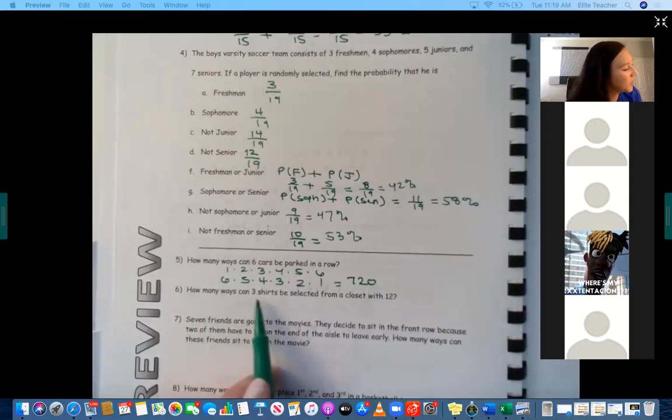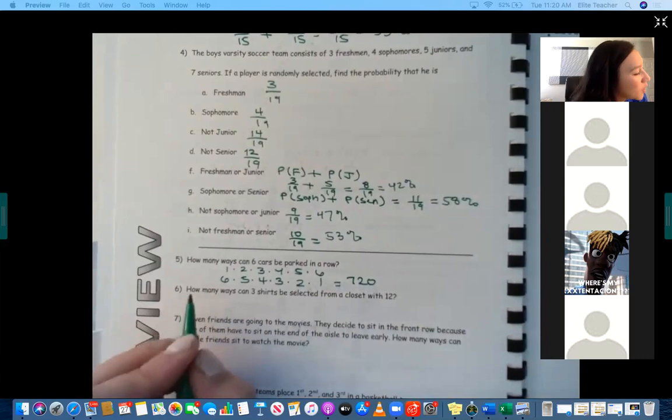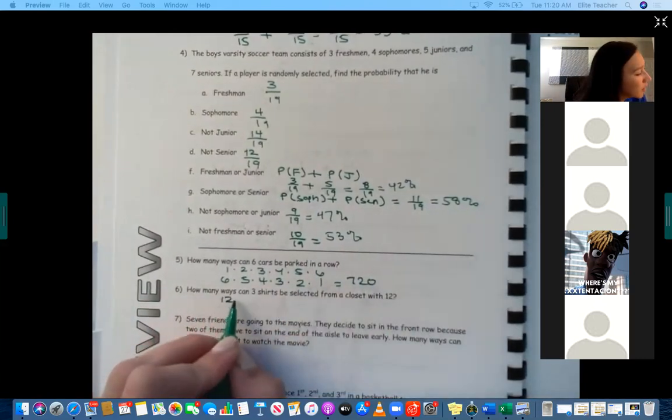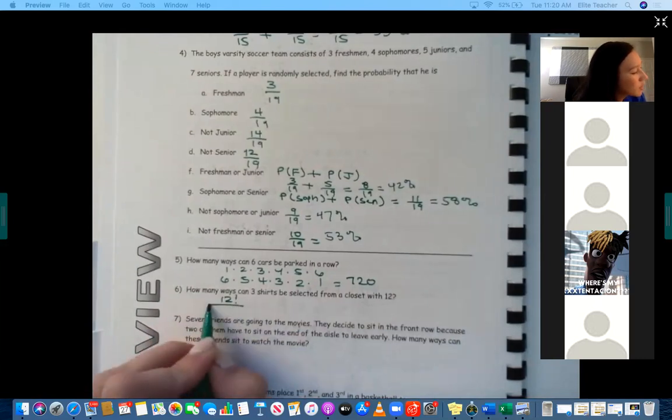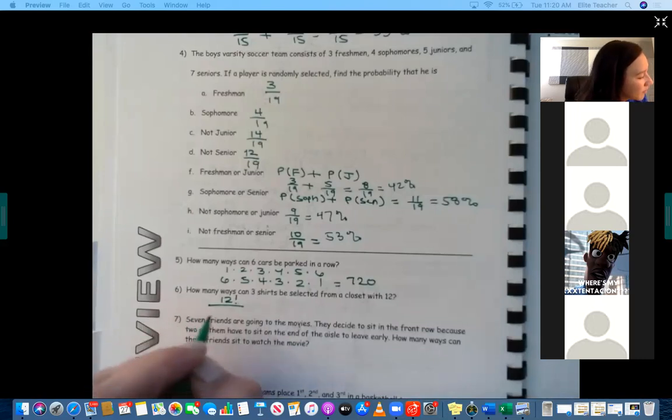All right. How many ways can 3 shirts be selected from a closet with 12? So now it could be a permutation or a combination. So does order matter if you're picking 3 shirts from a closet? No, it doesn't matter. So then we would want to use our formula. Since this is a combination, we write the total, 12 shirts, divided by how many we're picking. So how many are we picking? 3. So that's divided by 3 factorial.